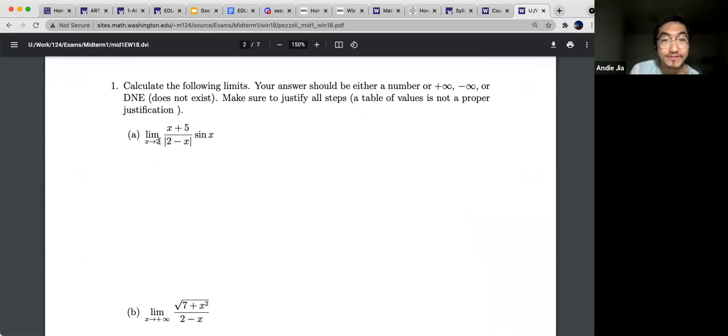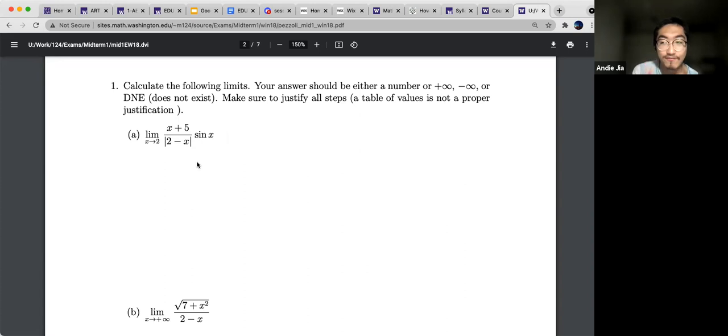And here, if you ever see an absolute value sign, it always asks for a two-sided limit. As x approaches from the left side, the inside is positive, so it is x plus 5 over 2 minus x times this function, and you get a number. From the right side, the output inside the bracket is negative, so you have negative x plus 5 over 2 minus x times this function, and you get another function.